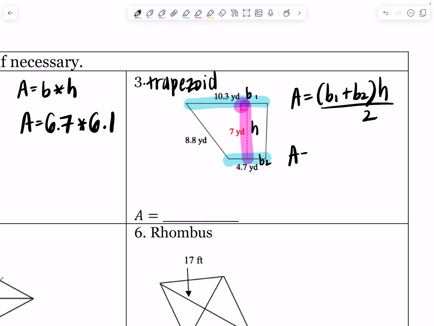And so I'm going to add those together. That's going to be 10.3 plus 4.7. I multiply that by my height, which is the perpendicular distance between these two, and I divide by 2. So I'm going to type this in. My bases added together gives me a total of 15 times 7 divided by 2, and I'm going to have 52.5 yards squared of area exactly.